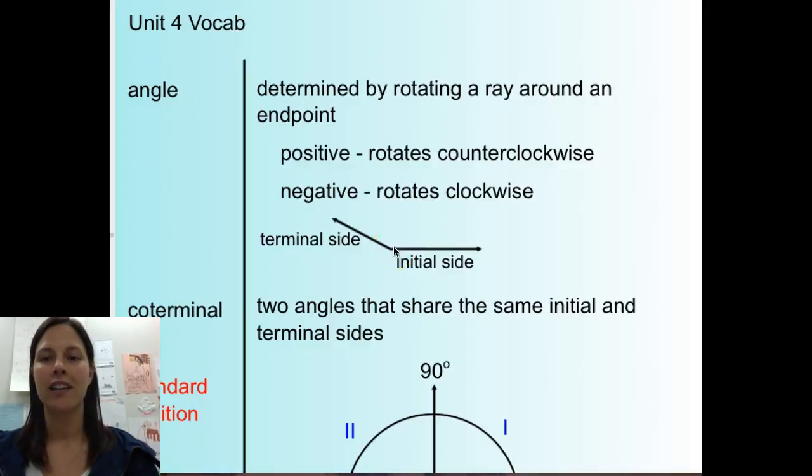If you take a look at the angle I have here, we've got our initial side labeled, and then we rotated that ray around to the terminal side. When you rotate counterclockwise, that gives you a positive angle of rotation. If you rotate in the clockwise direction, that gives you a negative angle of rotation. So that's also something that's a little bit different from geometry. You didn't have negative angles.